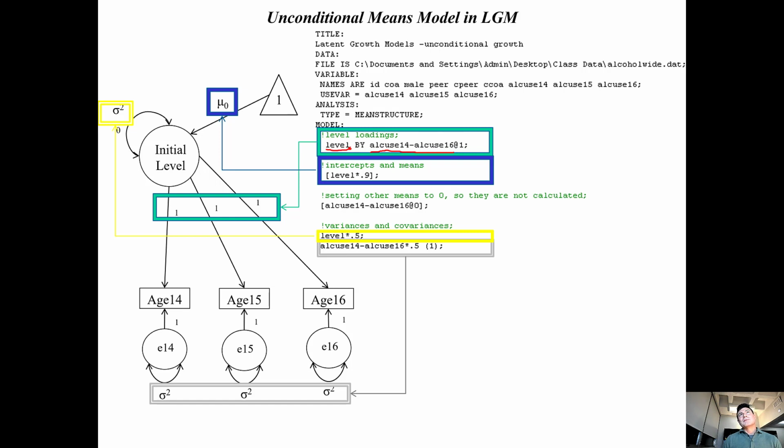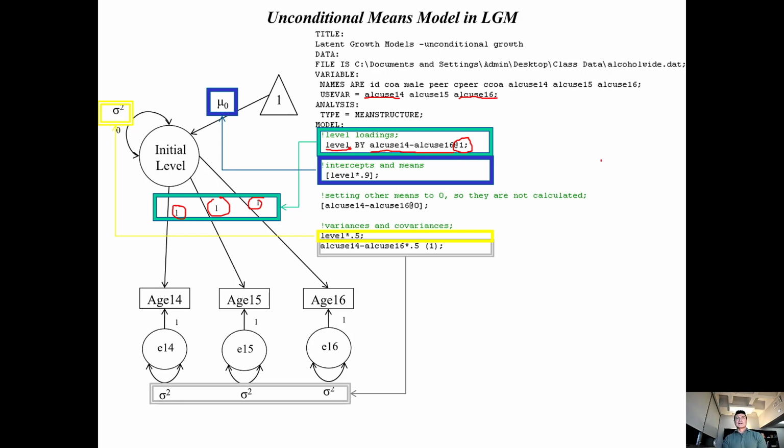And this dash is just shorthand. It means use the variables from alcohol use 14 to 16. If there's a bunch more in between, it's a little simpler, so you don't have to write out all the variable names. And then set all of these factor loadings to 1. So that gets me these factor loadings to be 1 for this initial level.